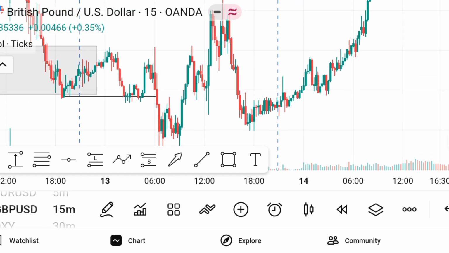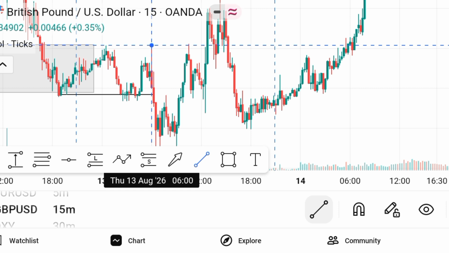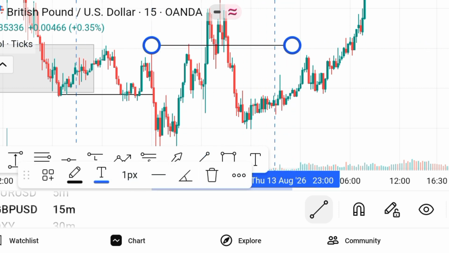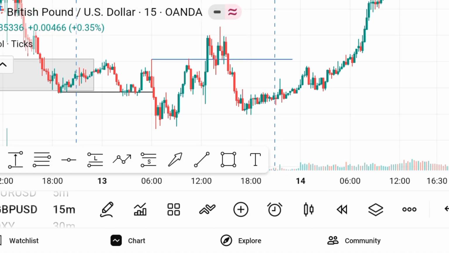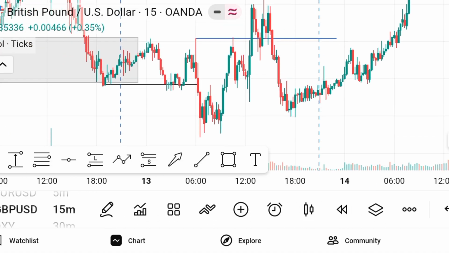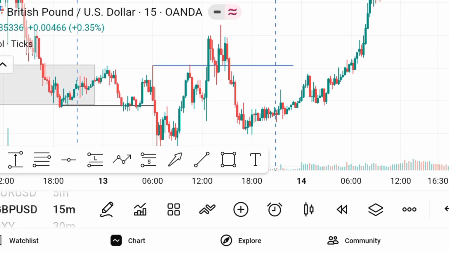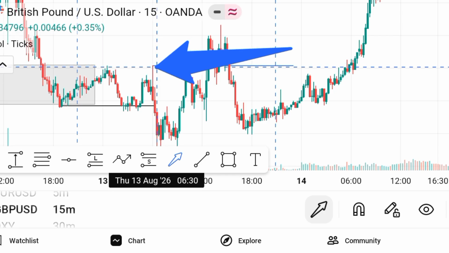Where is the swing high? This is the swing high. Let me map it out like this. I will use a blue color to identify it. Now, before I say I want to buy this market, I want the market to come and take out this swing high.